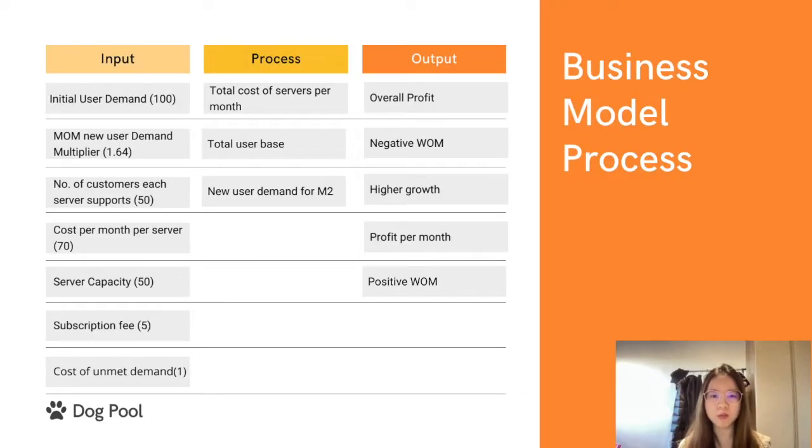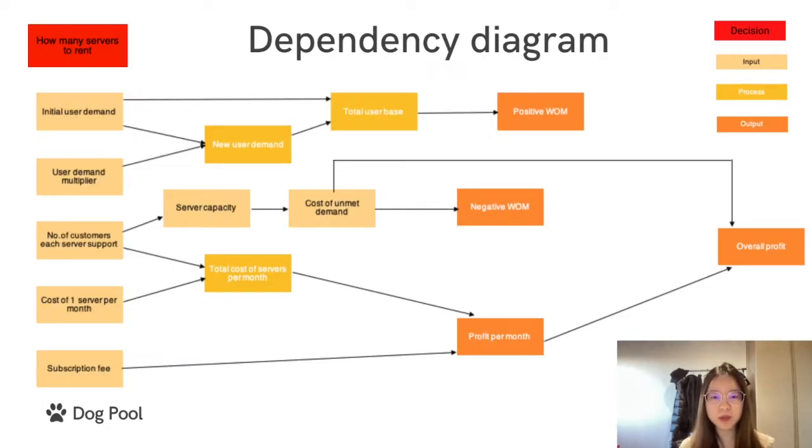To start to build our business model, we use the input-process-output table to list the key factors that will affect the final decision about the number of servers. All of the numbers in brackets represent the values we set in our basic model. Based on the table, a dependency diagram can help us elaborate the interrelationship among all factors. The red box represents the main issue we're going to solve, and we use three different colors to classify the types of elements into input, process, and output. You can see the overall profit is influenced by total user base, cost of servers, and the cost of unmet demand.